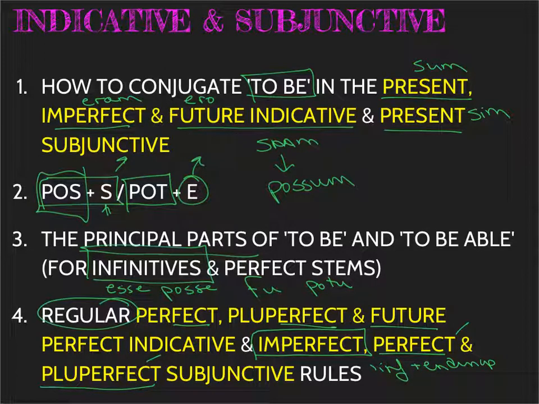It's just a matter of systematizing it in your mind and making sure anytime you need to do anything with the verb to be or to be able, you jot the principal parts down off to the side so you can consult them. If you do that, you will find a lot of success in conjugating these two verbs.